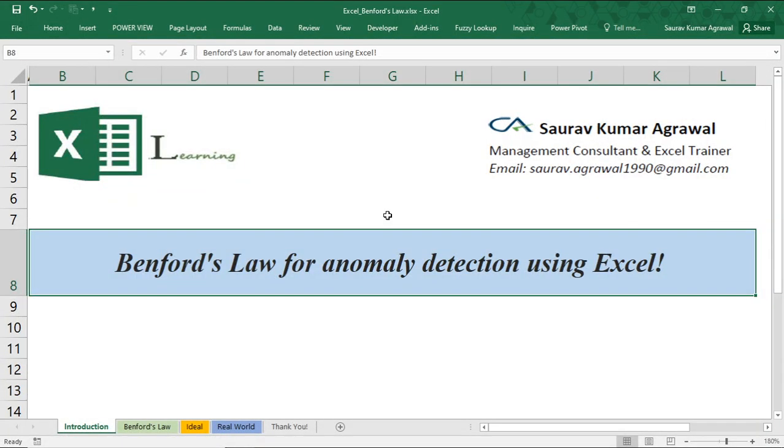Today we are going to talk about Benford's law for anomaly detection using Excel. It is a law which finds a lot of application in audit, especially to detect outliers and for selection of audit samples at a lightning fast speed.